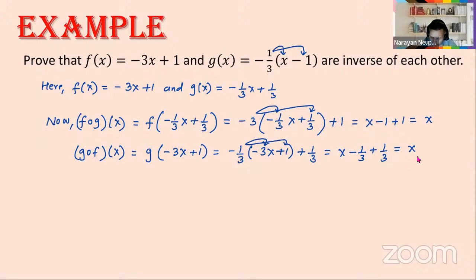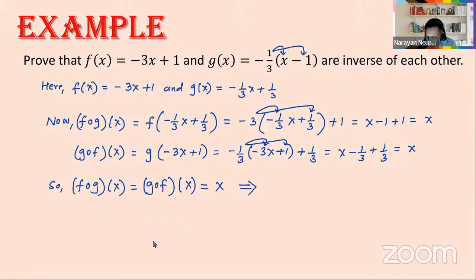So what we got is f of g of x is equal to g of f of x, and these are both equal to x. Remember, if the composition of a function and the other function in any direction, that is f∘g or g∘f, is an identity function, this is true if and only if f and g are inverses of each other.